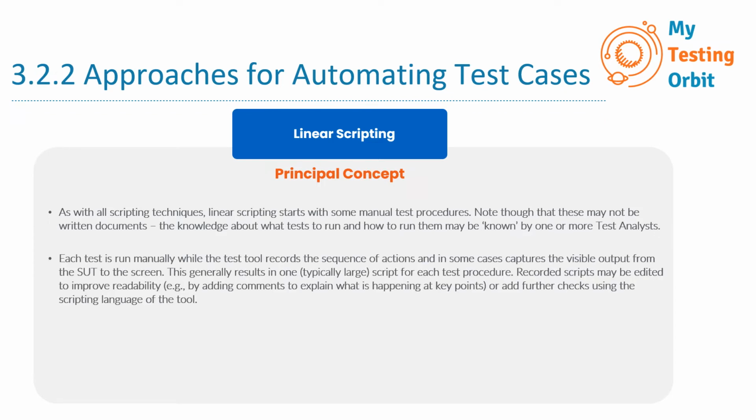Okay, now what do we do in this scripting? Each test is run manually while the test tool records the sequence of actions and in some cases captures the visible output from the SUT to the screen. This generally results in one typically large script for each test procedure. Okay, so till here, doesn't it seem the same as record playback? Because in that also we are capturing all the actions and then we get an output. So now what's the difference?